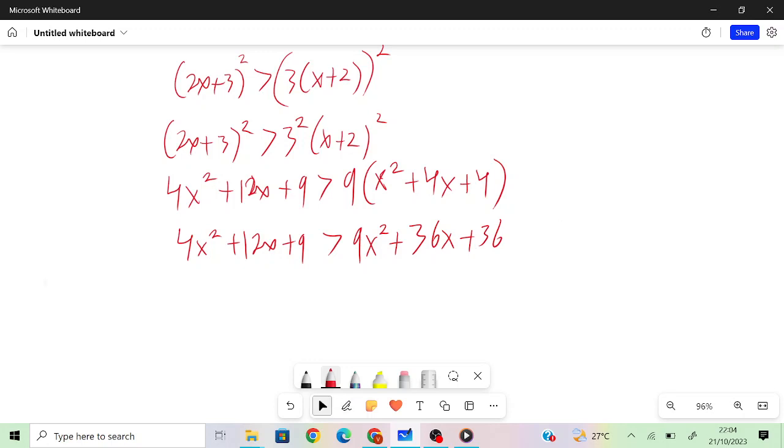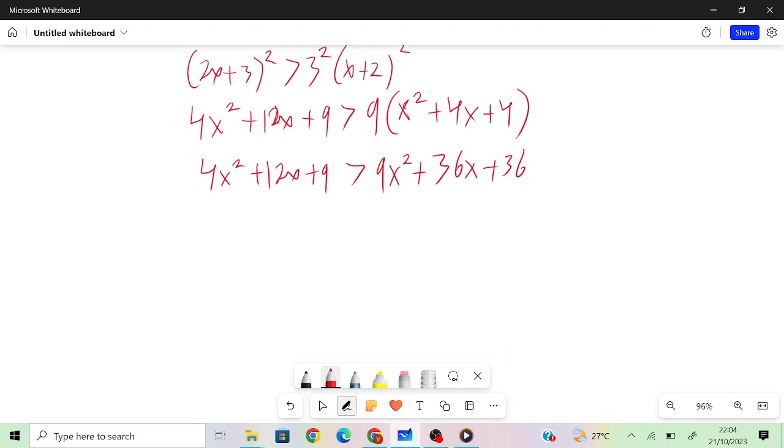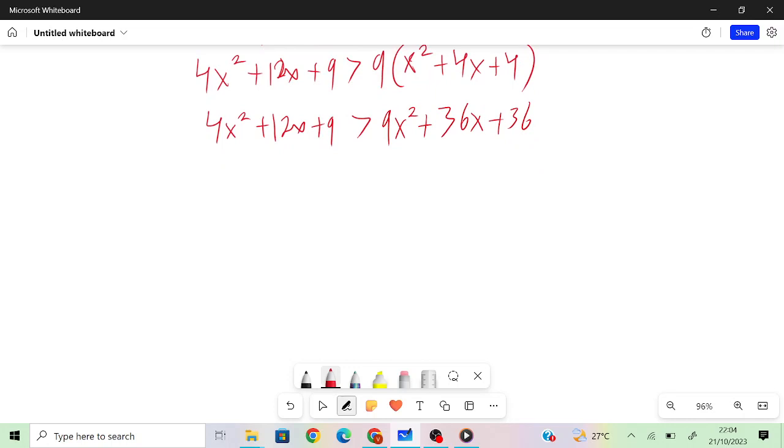If you're not comfortable with the expansion of brackets, then you can always head over to my previous video on expansion of single, double and triple brackets. Now take everything to the left hand side. We have 4x squared minus 9x squared, that's minus 5x squared. 12x minus 36x, that's minus 24x. And 9 minus 36 gives me minus 27, greater than 0.